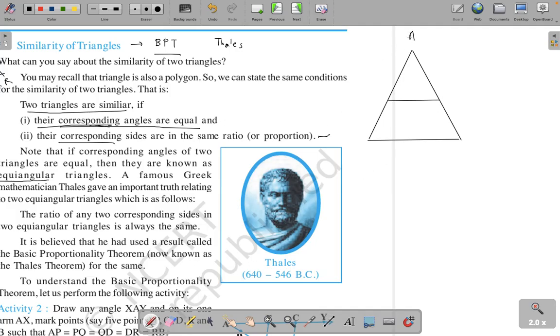Sir, your cursor is not visible. Can you see it now? Is it visible to you properly?